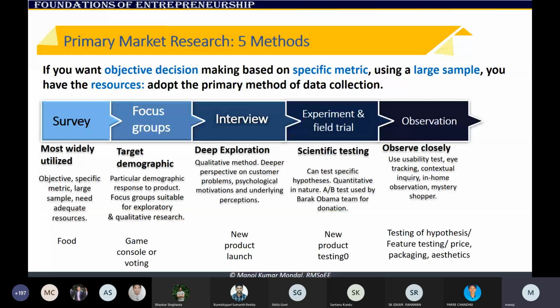You cannot interview 1 million people, but you can send a questionnaire to 1 million people. So survey can be very wide, but interview cannot be so wide. Even a focus group will be slightly less wide compared to survey, because you can bring only so many people in a room. Experimental and field trial, that is what is causal research. I'm coming to causal research.